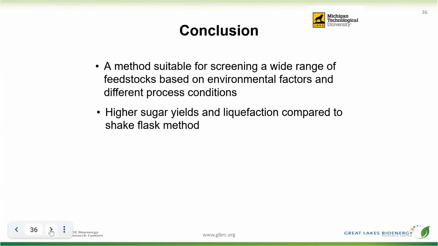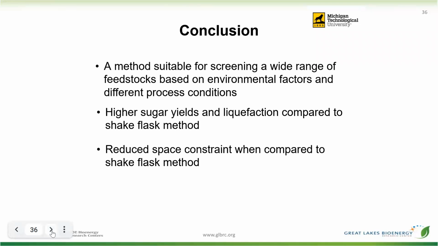To summarize, the roller bottle method can be used for screening a wide range of feedstocks. As a standalone method, we can utilize this setup to test a variety of pretreatment and enzymatic hydrolysis process conditions. We have obtained better, higher sugar yields and better liquefaction when compared to the shake flask method. High throughput in the roller bottle method has an advantage: the space constraint in the shake flask method is overcome in this method. That concludes my presentation.